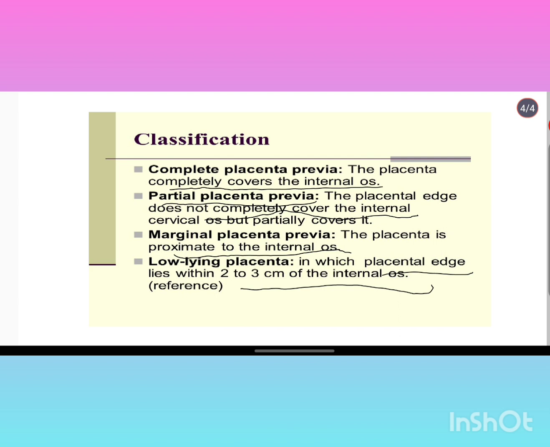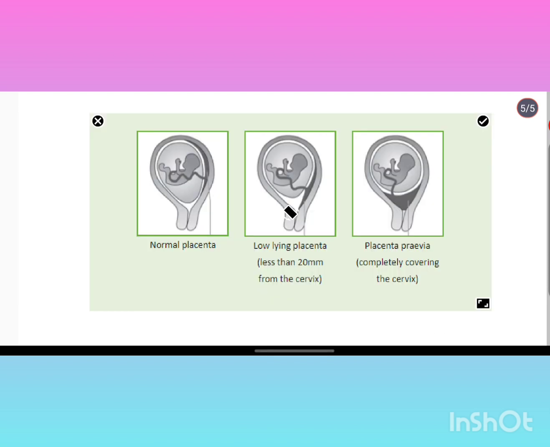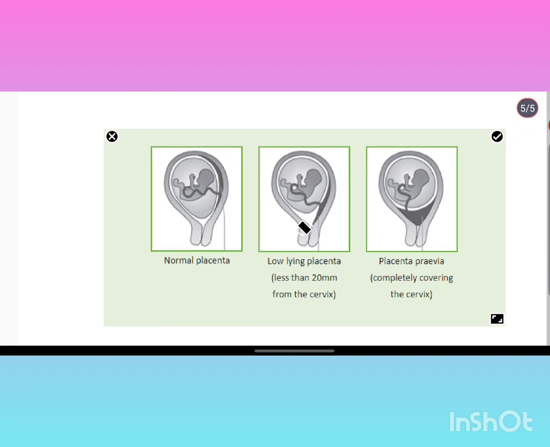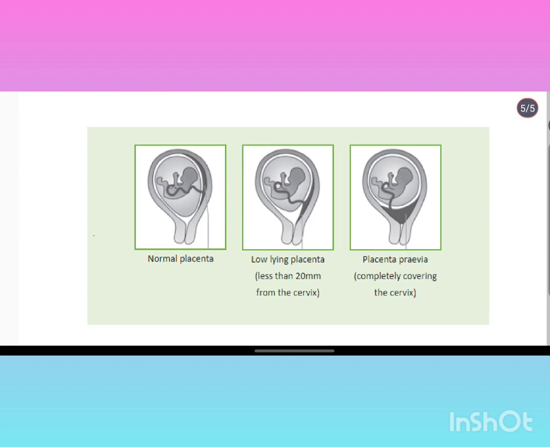Now we'll see the pictures of this classification. Here I have brought certain pictures to show. In the first one you see a normal placenta. In the second one, the placenta is low lying and is less than 20 millimeters from the cervix. The last one is placenta previa, where the placenta is completely covering the cervix.